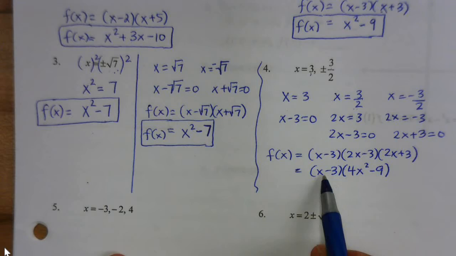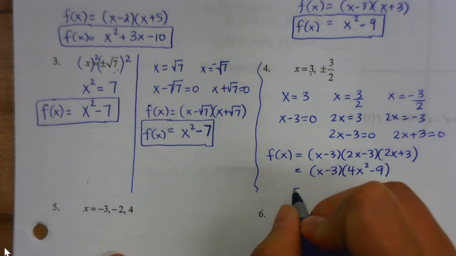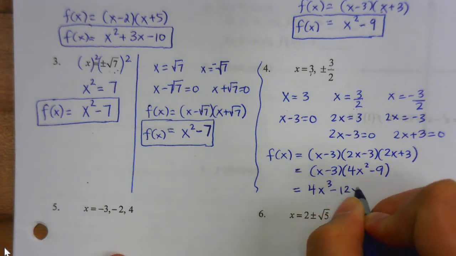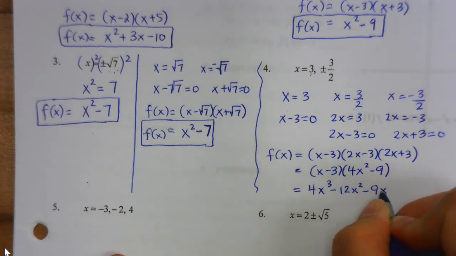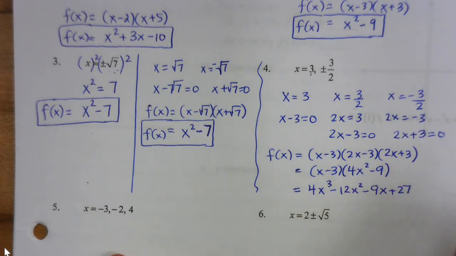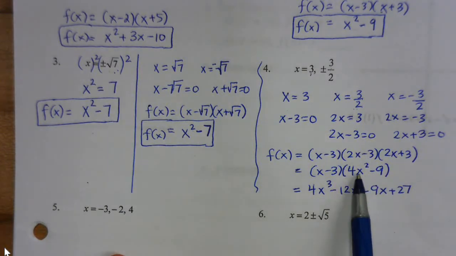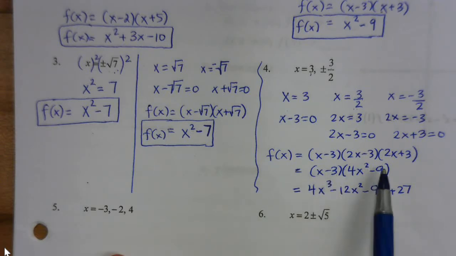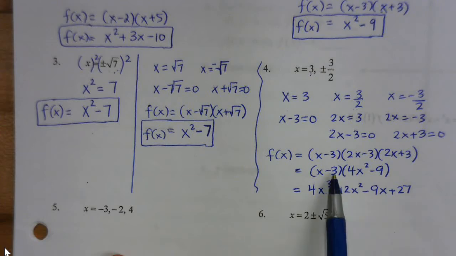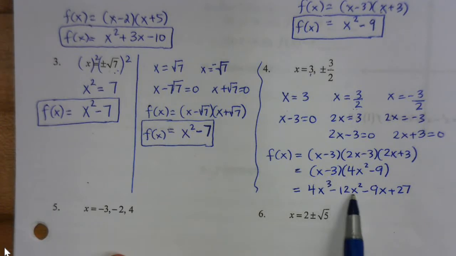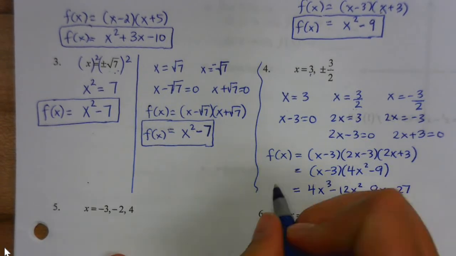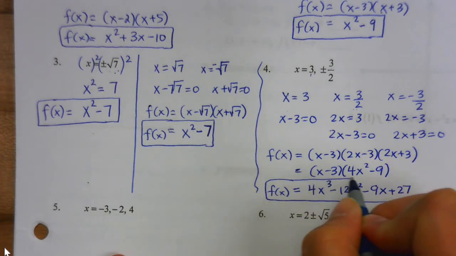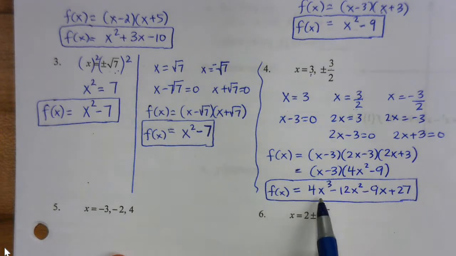The final step is to multiply these two together. I'm going to end up with 4x cubed minus 12x squared minus 9x plus 27. So when I multiplied that out, I took the 4x squared and multiplied it times the x and times the negative 3. And then I took the 9 and multiplied it times the x and the negative 3 so that my answer was already in descending order. But we had 3 zeros and now our function is a cubic polynomial.